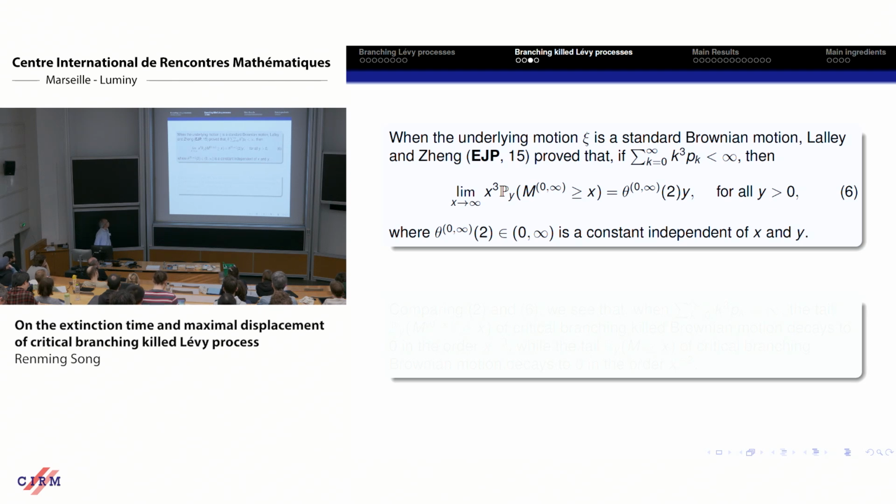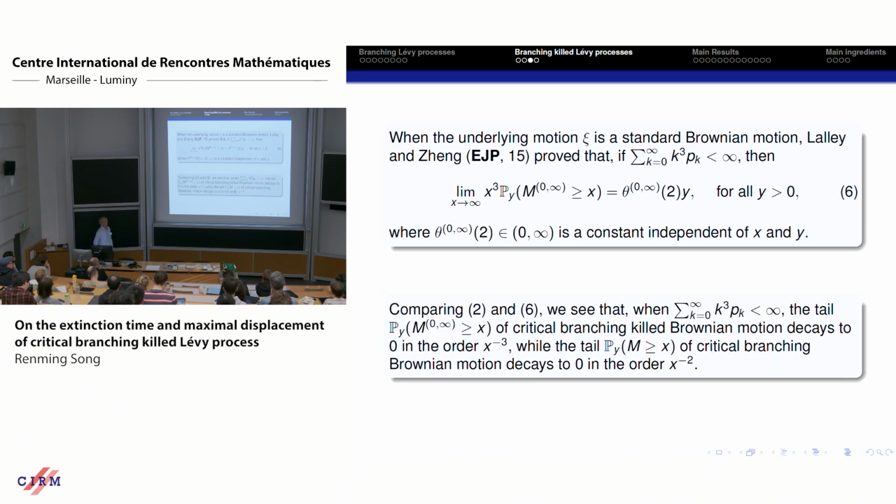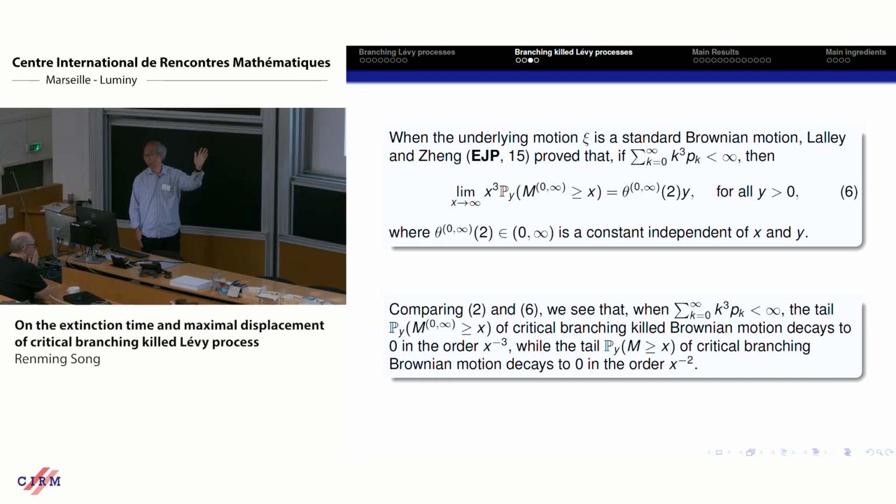Okay. Then, of course, you compare this with the case without killing. Both are under the assumption that the offspring distribution has a finite third moment. In the case when there's killing, the power is 1 over x cubed. In the case when there's no killing, the power is 1 over x squared. And of course, you can see that the killing plays a role. So this is Lally and Zhang's result.